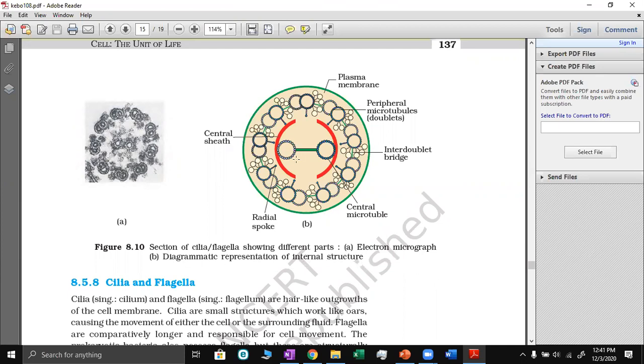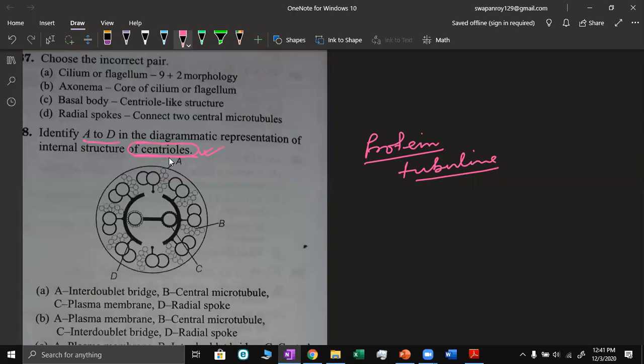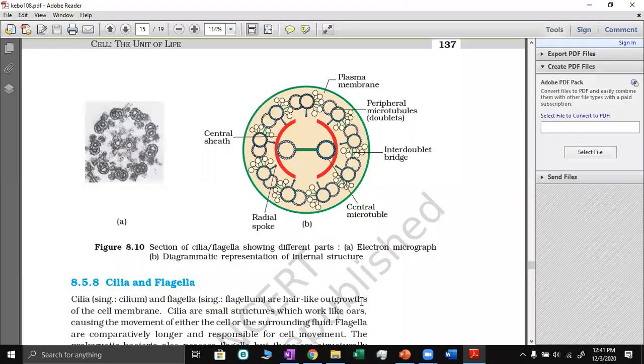Based on that question, in the question it has been written that this is centriole, but it is not centriole, it is the flagella. So our practice books also sometimes make some mistakes. We have to be very careful about that. So in this question, of course, there is a little bit of a problem in the labeling.